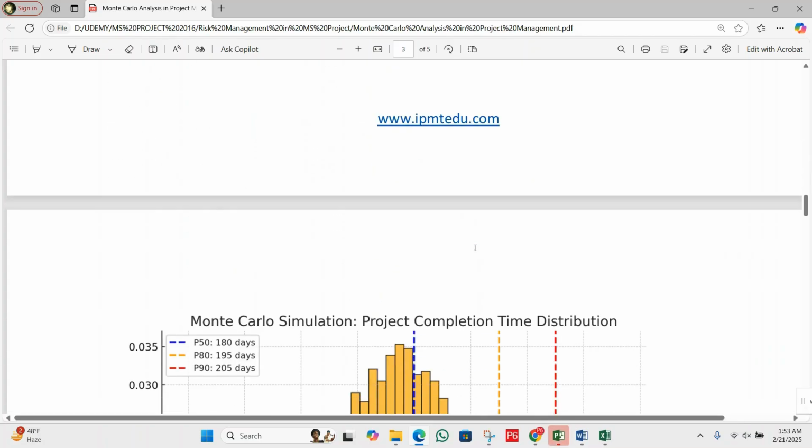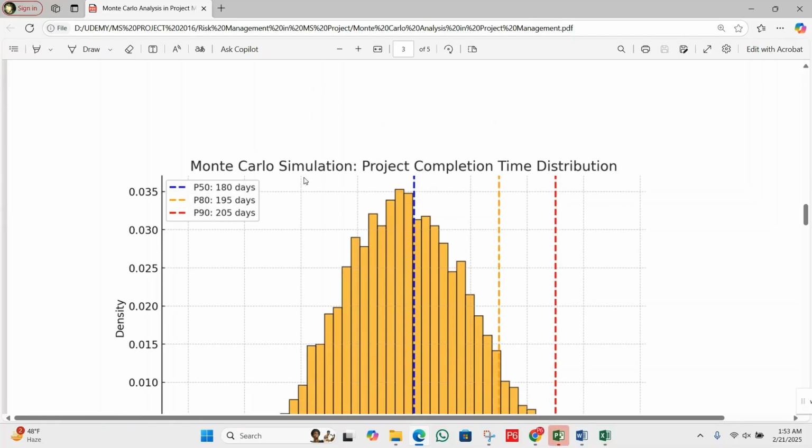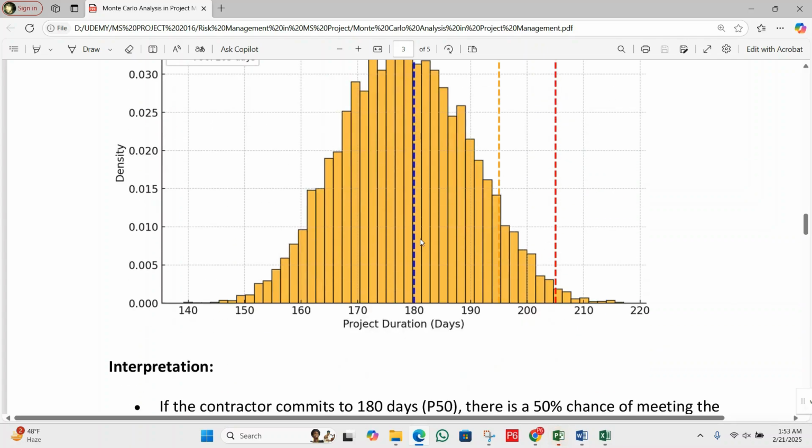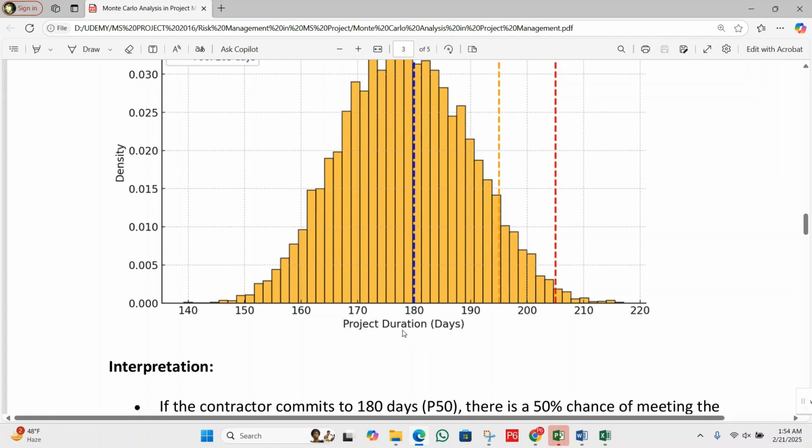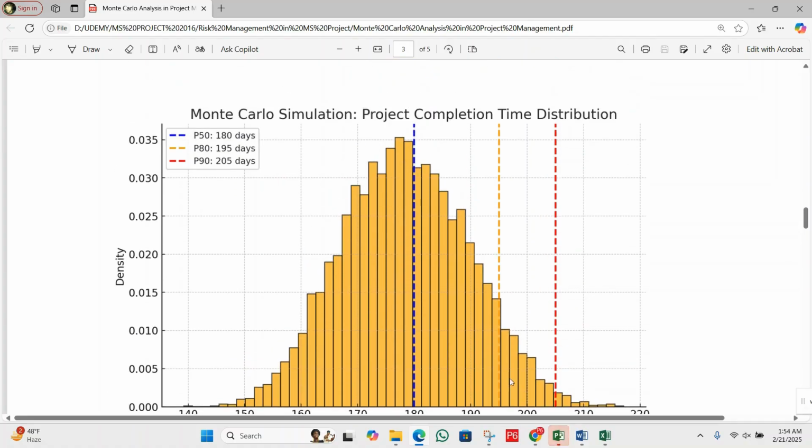Okay, so here we have the example. Here you can see the Monte Carlo simulation project completion time distribution. You can see here we have a 50% probability that this project will take 180 days. Then you can see here in the middle 180 days. Here we have the project duration in days. After that, we have an 80% probability that it will take 195 days, then a 90% probability it will take 205 days. Here you can see it's red.